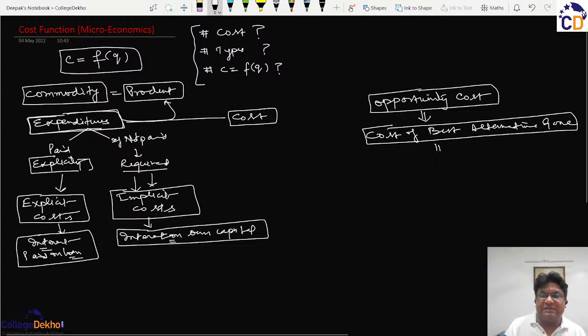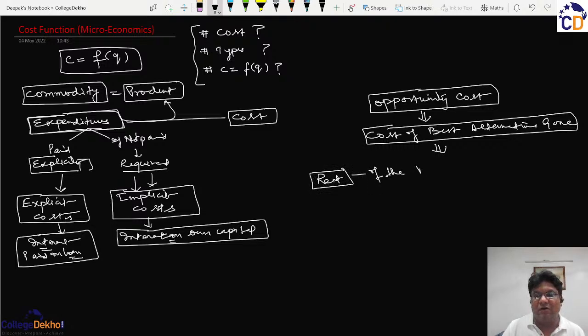But when we analyze it, then if we take an example of rent, the rent shall always be a cost, rent of the premises of the business.